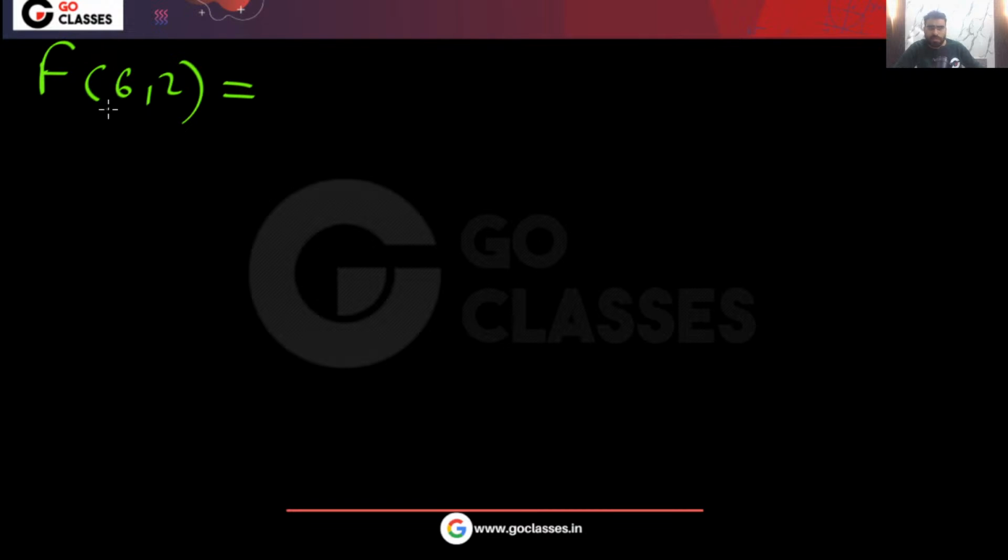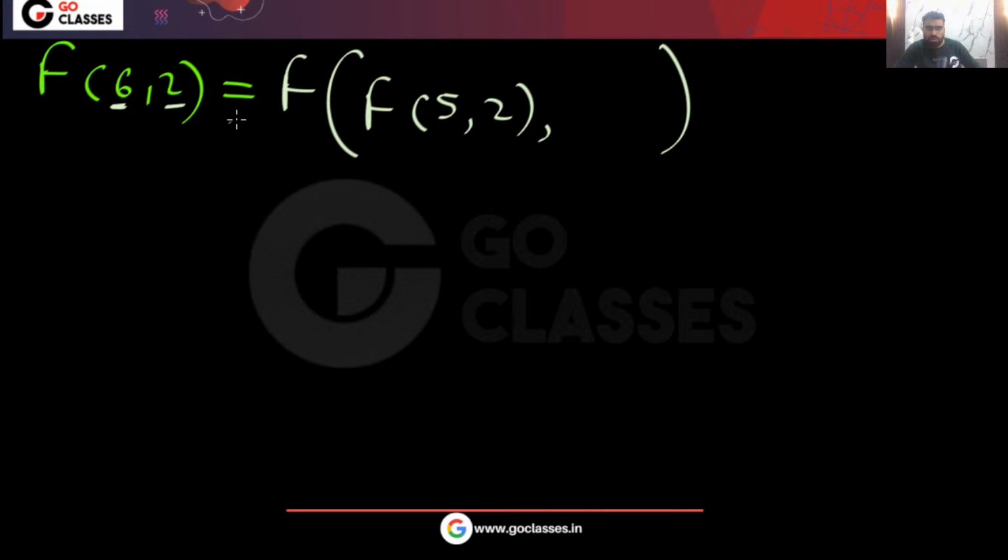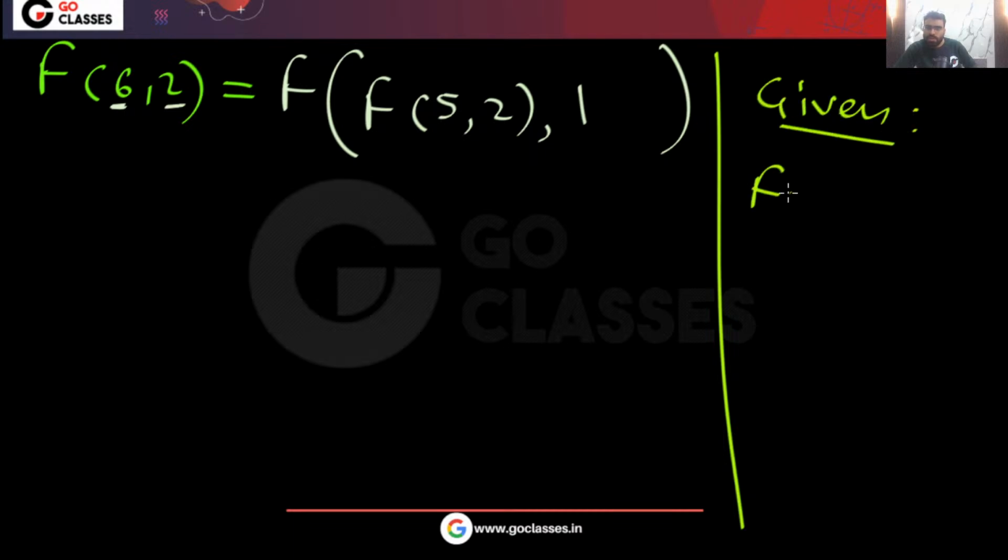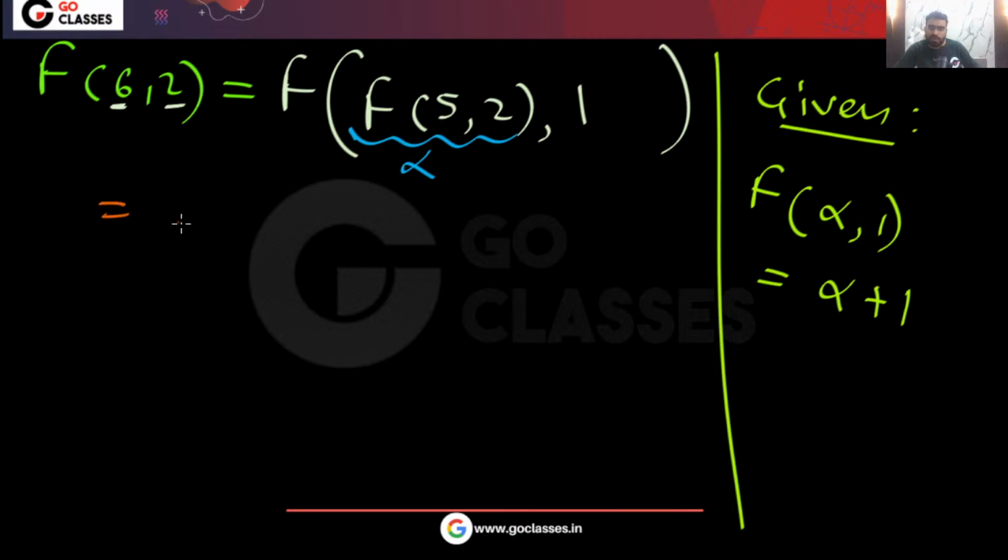Again you can use the same rule. This is x+1, this is y+1, so finally it will be the same as f(x, y+1) comma y. Now this is already given to you: f(alpha, 1) is alpha plus 1. Let's call this alpha. So f(alpha, 1) will be equal to alpha plus 1. So that will be f(5,2) plus 1.